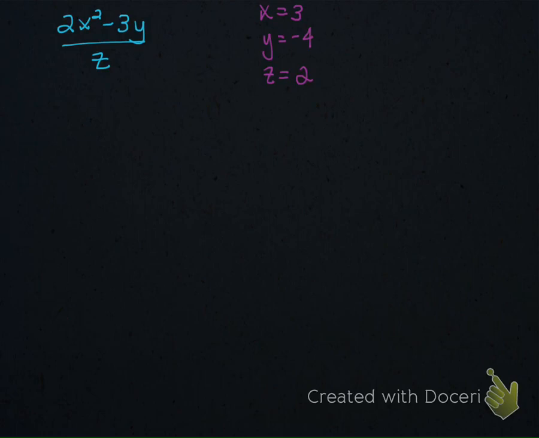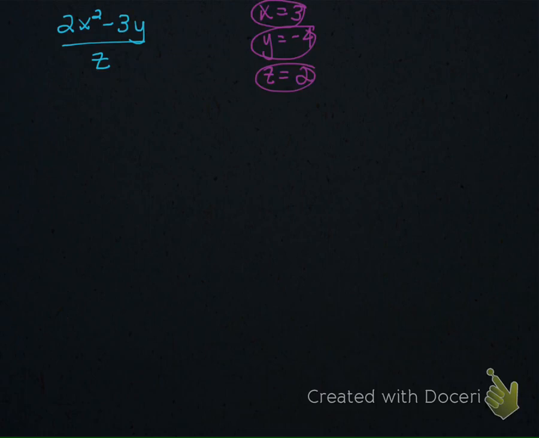Alright, for the second example that you see on the screen, it looks a little bit more complicated, but we're really going to follow the same process. So for this one, we have 2x squared minus 3y, and that is all being divided by z, and we're going to evaluate it for x is equal to 3, y is equal to -4, and z is equal to 2. So just like in the last example, the first thing we're going to do is substitute each of those values in for each of the variables.